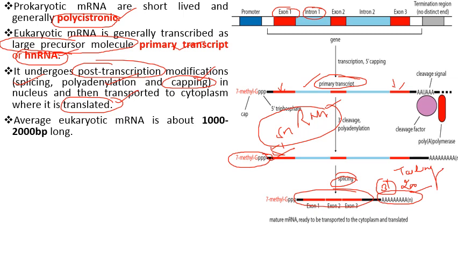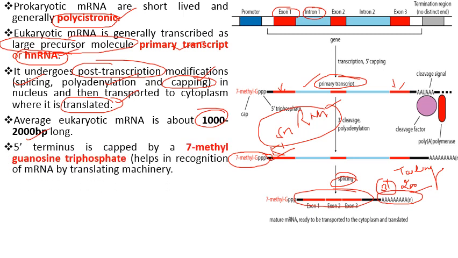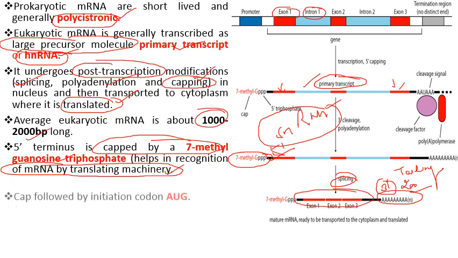Average eukaryotic mRNA is about 1000 to 2000 base pair long. The 5' terminus is capped by 7-methyl guanosine triphosphate. So this is known as capping, और इसका जो function है, it helps in recognition of mRNA by translating machinery, that is ribosomes. So जो ribosome है वो इस mRNA को identify करता है due to presence of this cap, which is made up of 7-methyl guanosine triphosphate.